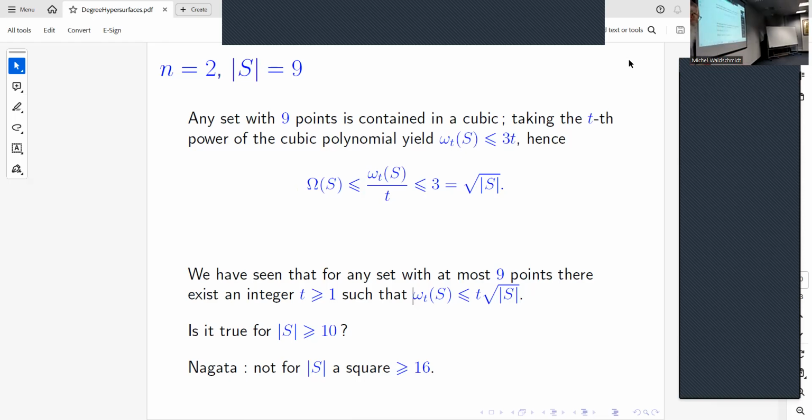And Nagata proved that if the number of elements of S is a square, and that is 16, then there is no t, so that we need a t less than 16. So I give you these values in detail, because if you can solve the case of a number of elements which is 10, then it will be an achievement, because it will be a counterexample to the Nagata conjecture. And we do not know, even for 10, whether such a t exists.